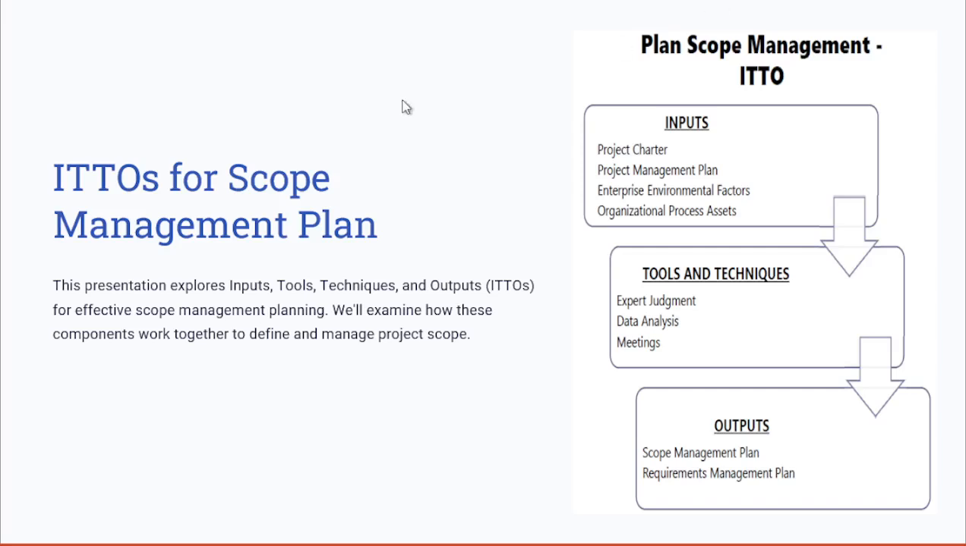In this session, we'll look at the key ITTOs for the scope management plan. We'll explore each of these inputs as summarized in front of you here, including the key inputs for planning the scope management plan: the project charter and project management plan, enterprise environmental factors or EEFs, and OPAs. And the key tools and techniques used in this process of defining the scope management plan include expert judgment, data analysis, and meetings.